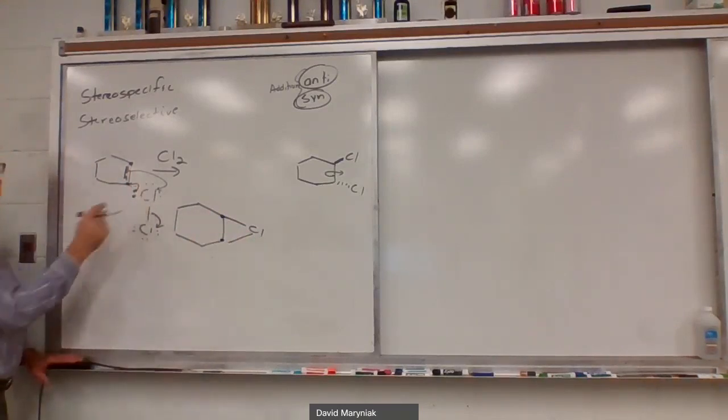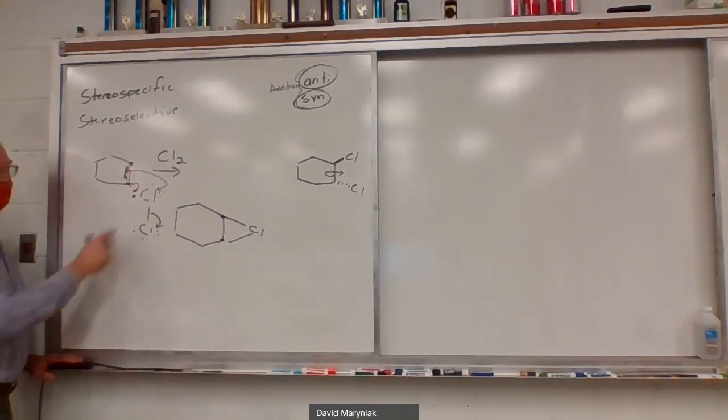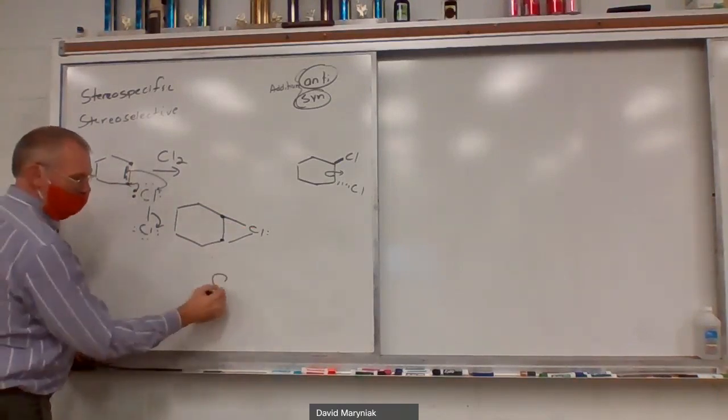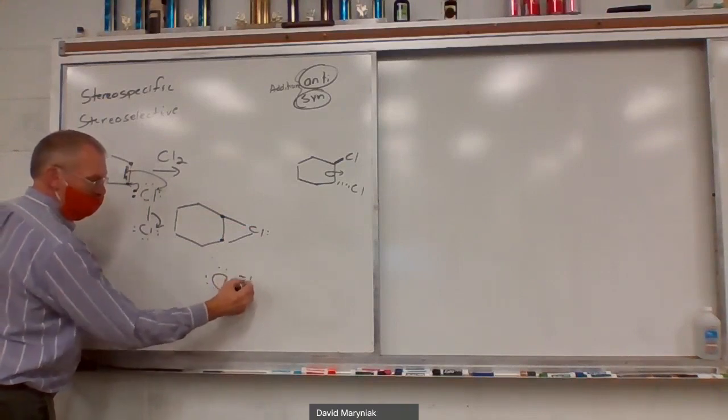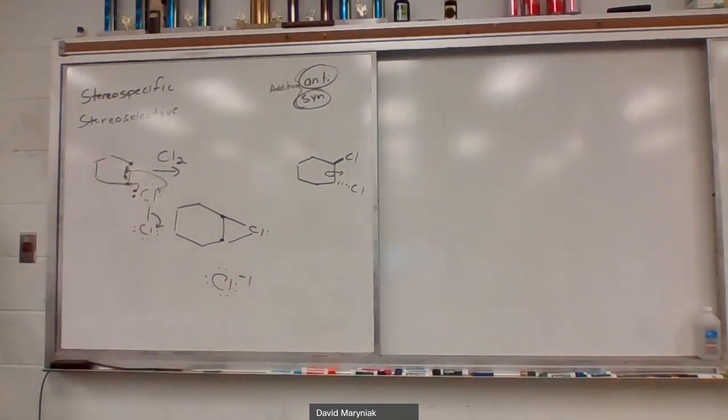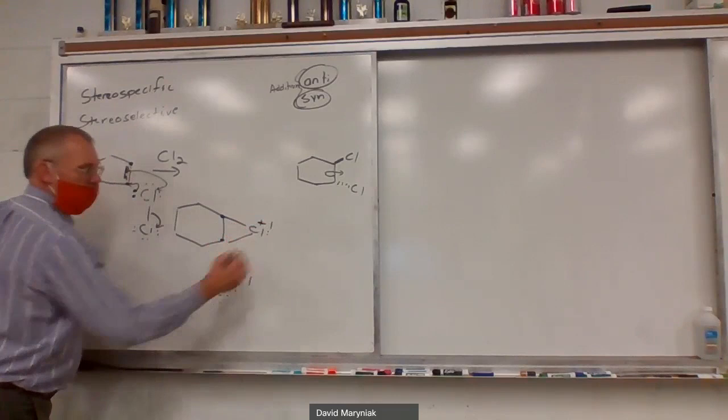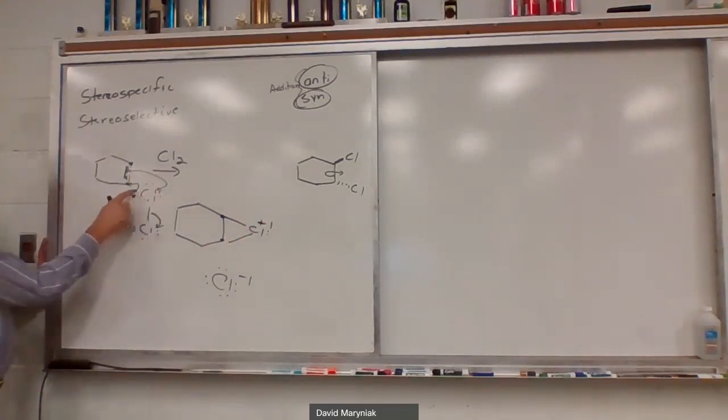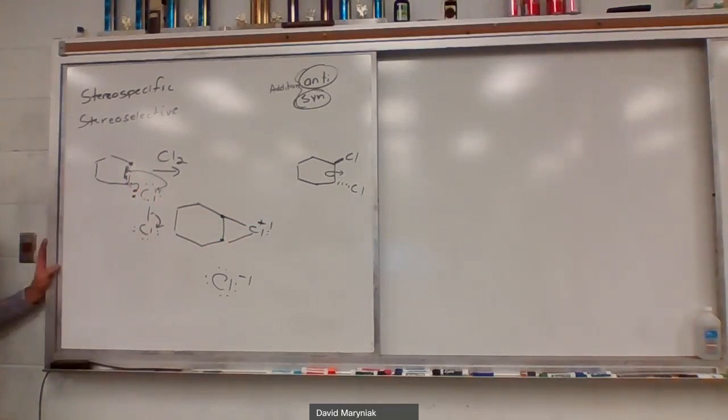And how many pairs will stay on the Cl? One. And where will this go? And lastly, who will be positive? That Cl. Because this Cl gained a pair, lost a pair, and lost a pair. So if it lost a pair and lost a pair, it would be +2. But since it gained a pair, it's only +1.